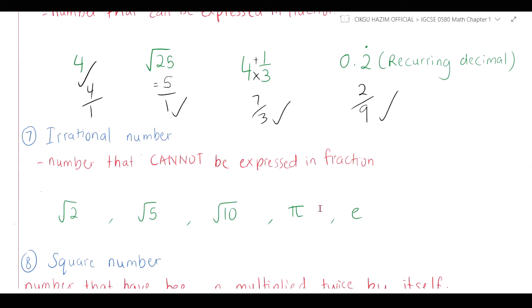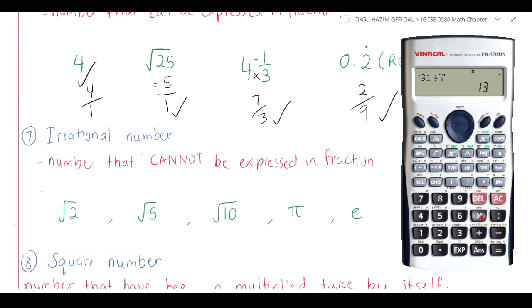Maybe you have seen that pi can be written as 22 over 7. Actually no, 22 over 7 is just a number that is quite close to pi, but it's not pi. You can look at the difference here. If I put 22 over 7, what you get is 3.142. But if I put shift pi here and press equal, it gives 3.141. So it is already different.